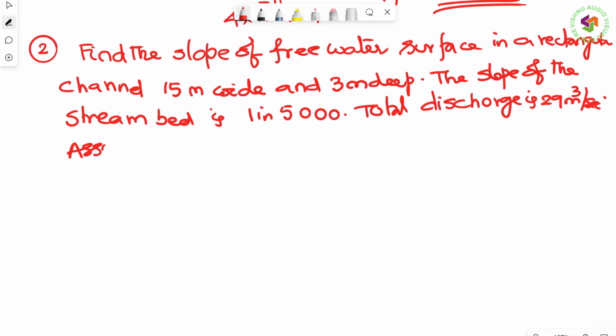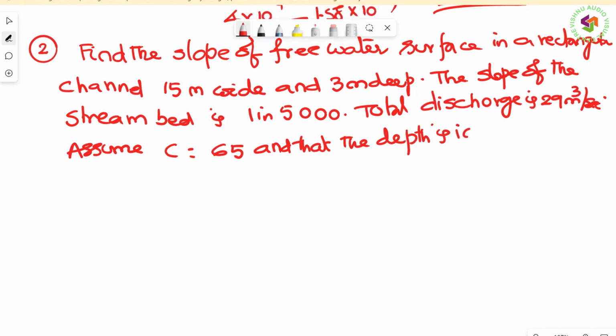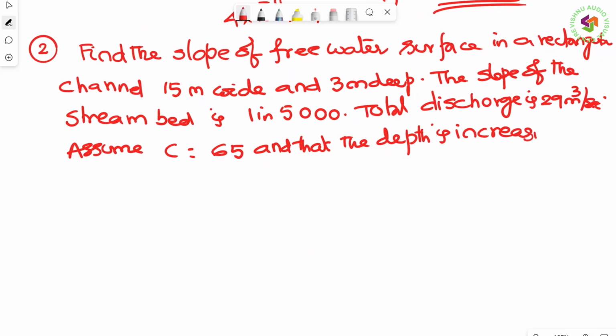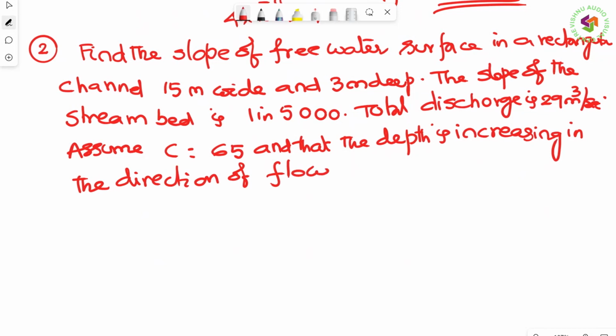Assume C is equal to 65 and that the depth is increasing in the direction of flow. Find the slope of the free water surface. This is what the question is, right?